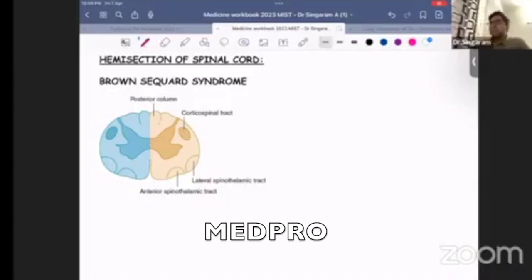Right. So yes, very good. Some of you have already seen it. So that is good. It is something related to spinal cord hemisection. Hemisection means what? Part of the spinal cord is being transected, it is being cut like this.